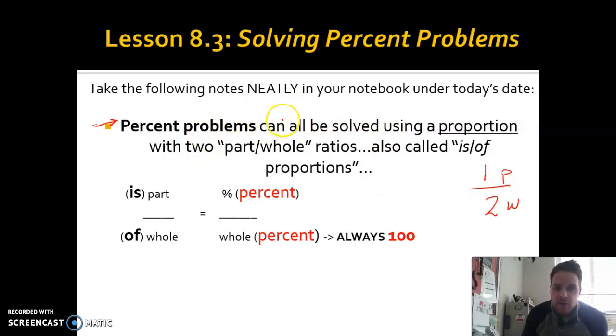But we can solve any percent problem with a proportion. Part-to-whole ratios are called is over of proportions, and this is how we're going to set them up: is over of, or part over whole, is equal to percent over the whole, which is always 100. This is going to be a little confusing. I want you to stop and pause this, and as we move forward in the video, I think this will make more sense to you. So go ahead and write this down. Pause the video if you need to, and make sure you get everything on this page.